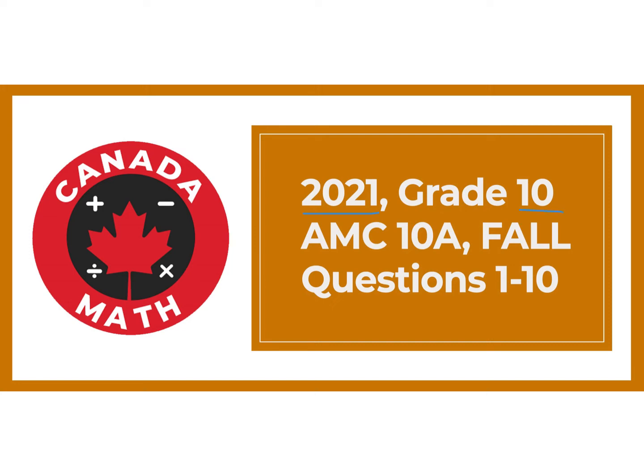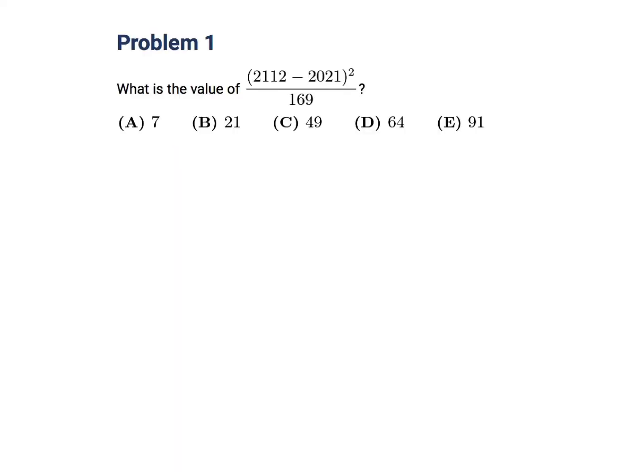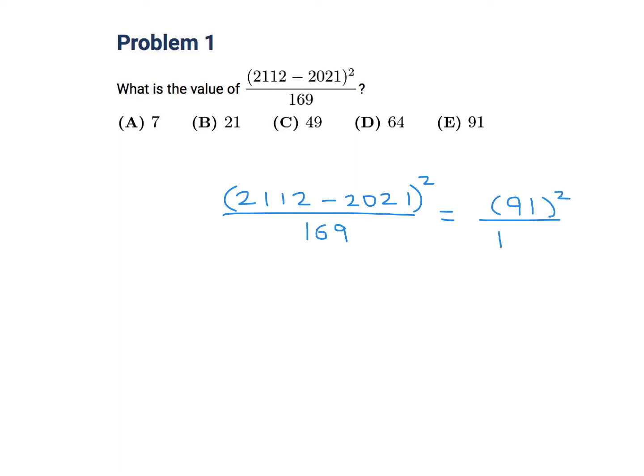2021 grade 10 AMC 10A fall questions 1 through 10. What is the value of (2112 minus 2021) all squared over 169? So 2112 minus 2021 is 91, and then the numerator is going to be 91 squared over 169, and when you crunch out these numbers, the answer is 49. So number 1 is C.